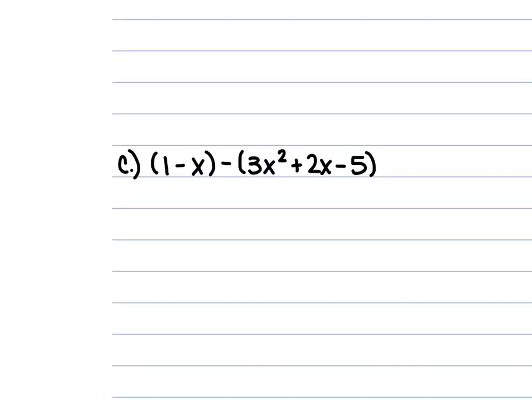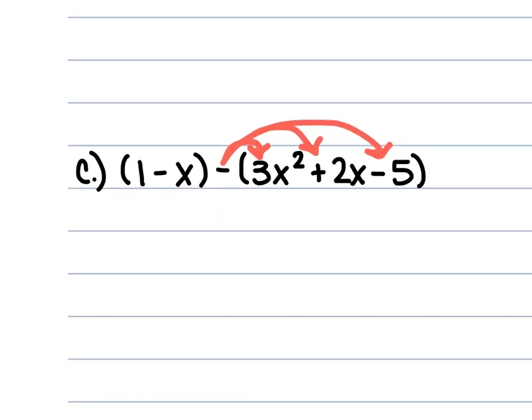For C, we now have a subtraction expression. So we are going to distribute that negative into the second set of parentheses, changing the sign on each of those terms when we rewrite it without parentheses. So we have 1 minus x minus 3x squared minus 2x plus 5. So then start combining your like terms.